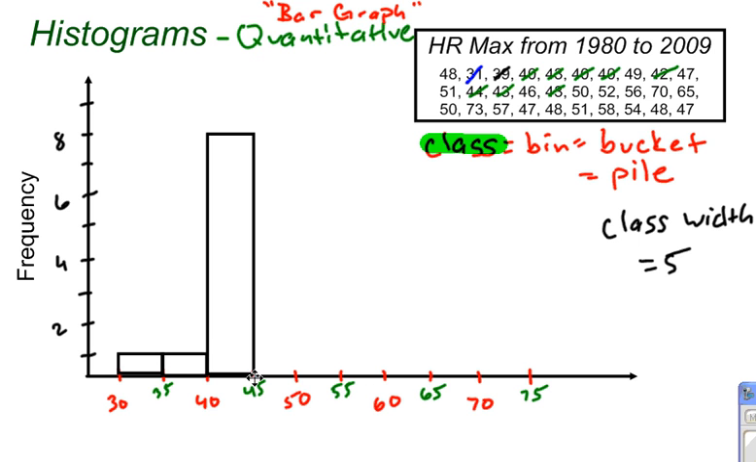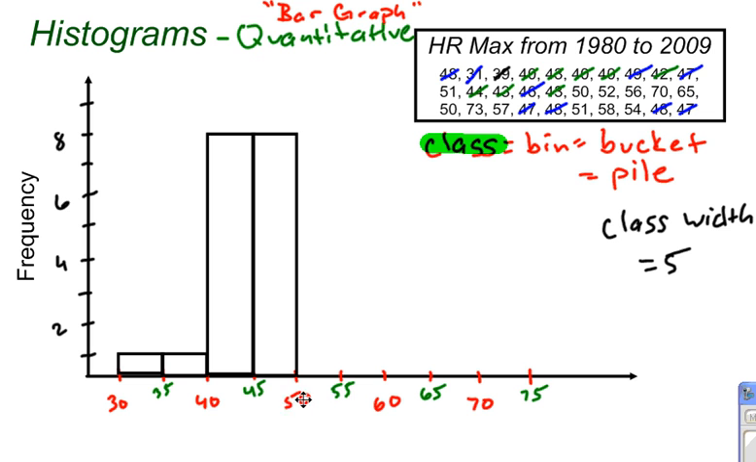Now I'm going to go for the next class, 45 up to 49. Do not include 50. 50 is the beginning of the next class. Here we go, 45 up to 49. So there's 1, 2, basically all the rest of my 40s. 3, 4, 5, 6, 7, and 8. So once again, I have 8. Let's go ahead and create this one. This one goes all the way up to 8 as well.